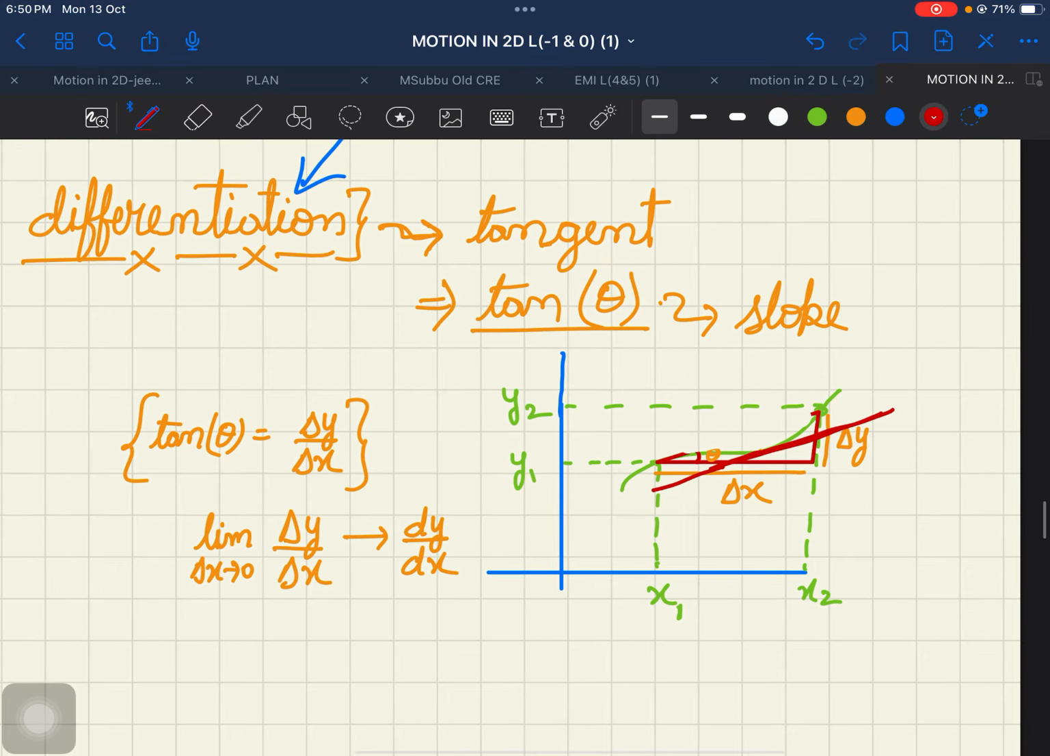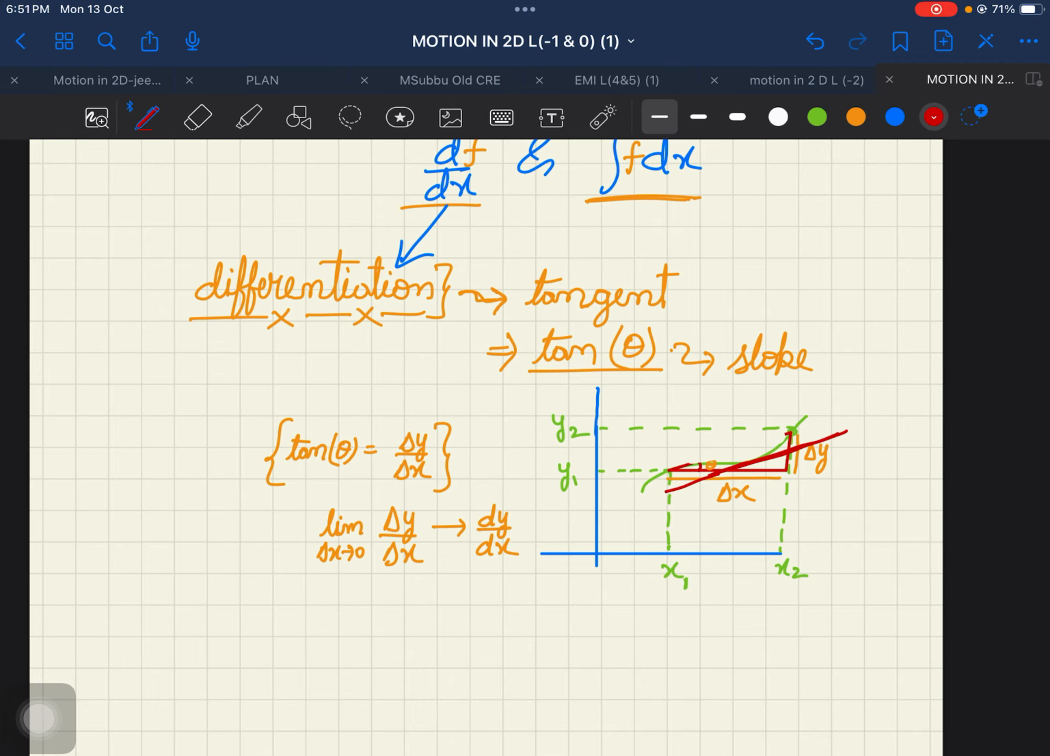Which is tangent to the curve. Just check here, right? So now this line will become tangent, hence this dy by dx will give you the slope of the tangent at a particular point. Suppose this is your point x comma y, so this will give you the slope of the tangent at x comma y, at that point.